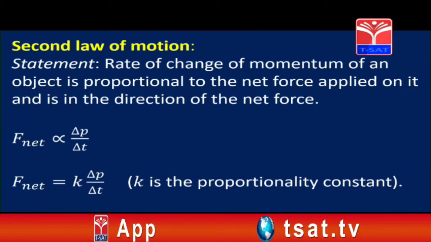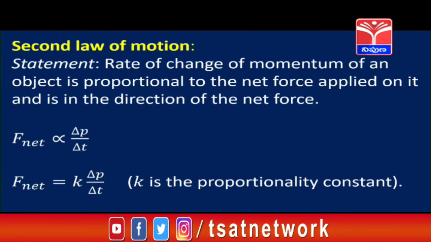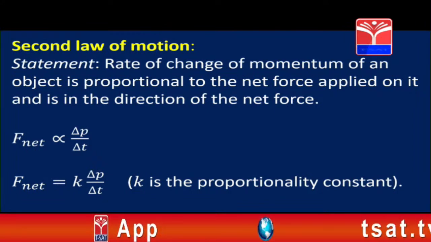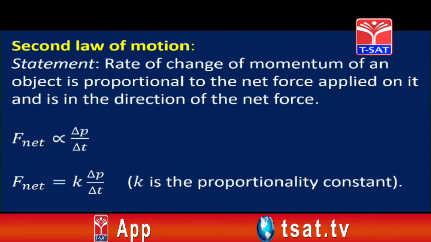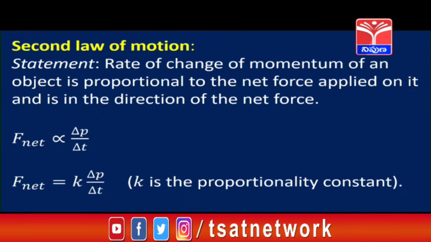Or he writes it in the form of an equation, and he says that net force acting on a body is equal to a proportionality constant K into delta P by delta T. What is delta P? I simply said delta P is the change in momentum. Mathematically, what is change in momentum? Change in momentum is the final momentum of a body minus the initial momentum of a body.